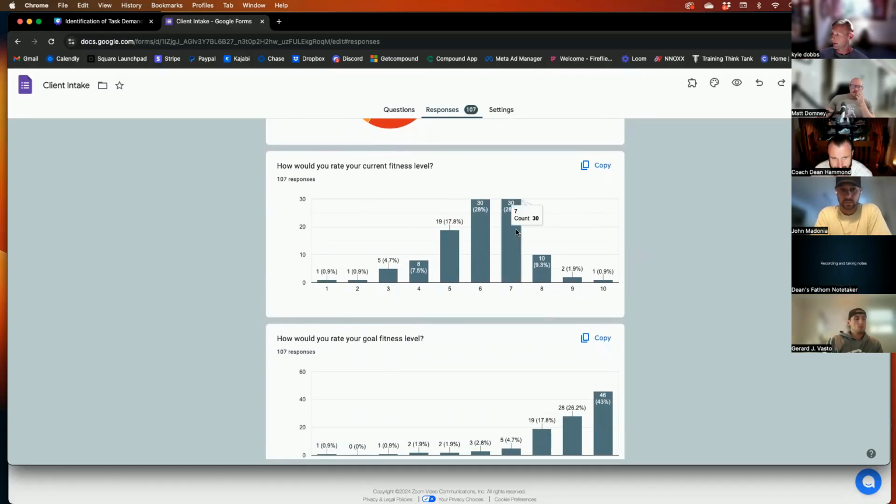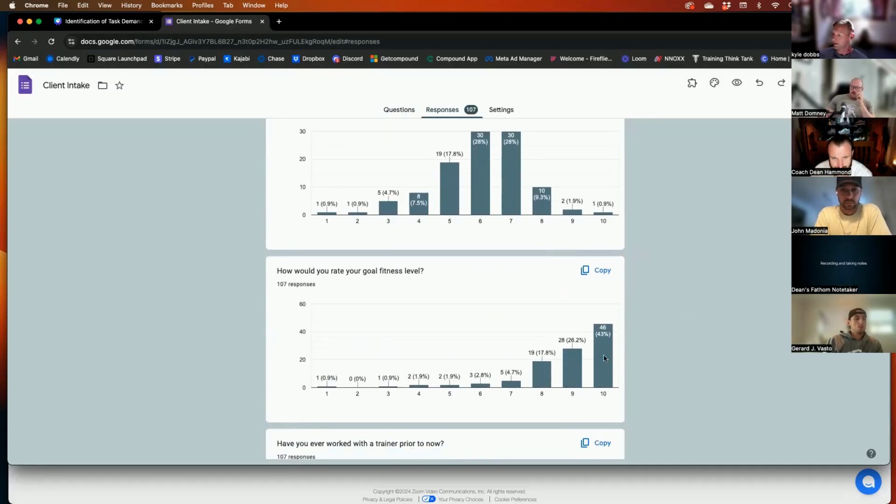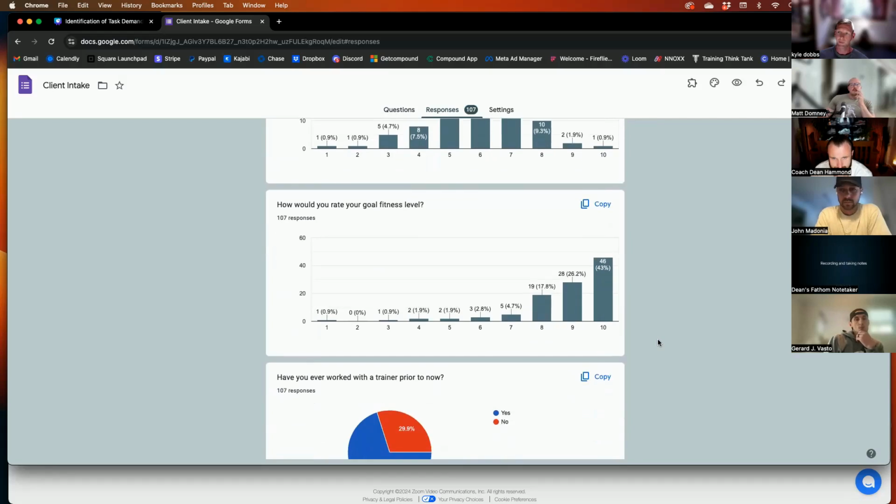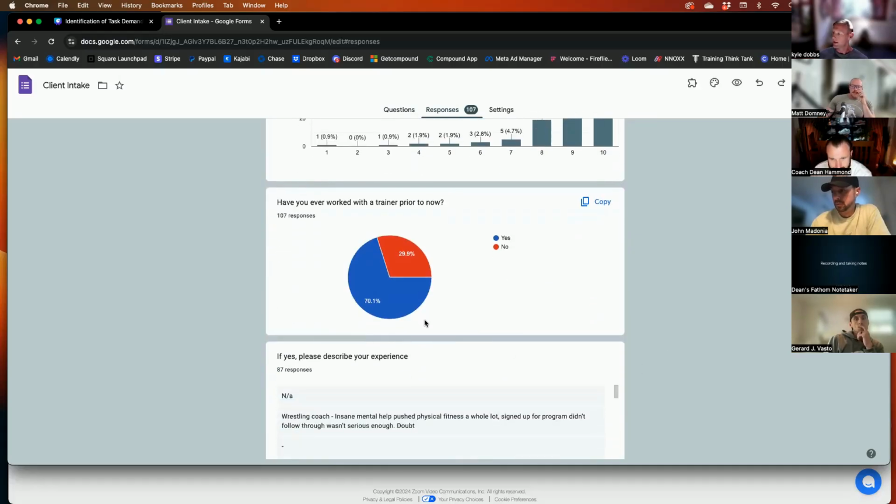Current fitness level, I get a lot of sevens. Goal fitness levels, I get a lot of nines and tens. So 6s and 7s to 9s and 10s. Again, just putting a proxy or a marker to current level of training to ideal or desired level of training. Same thing here.